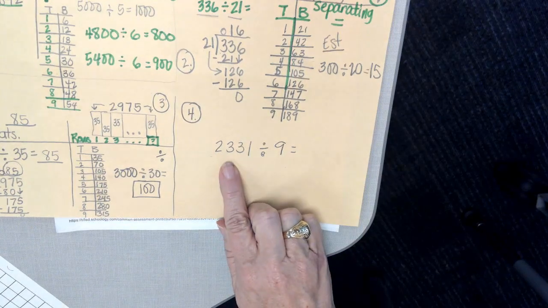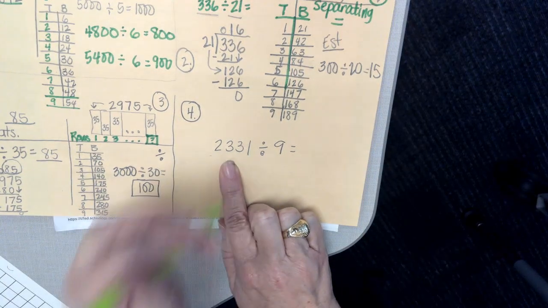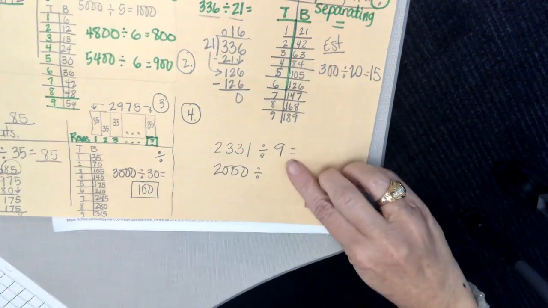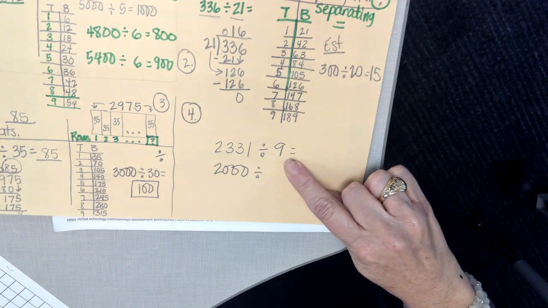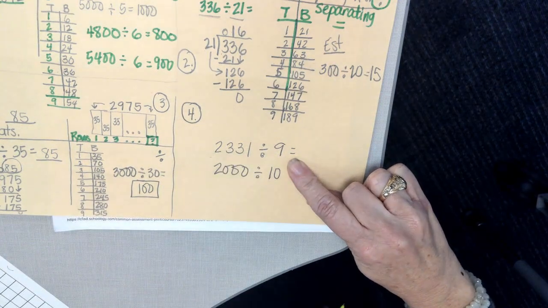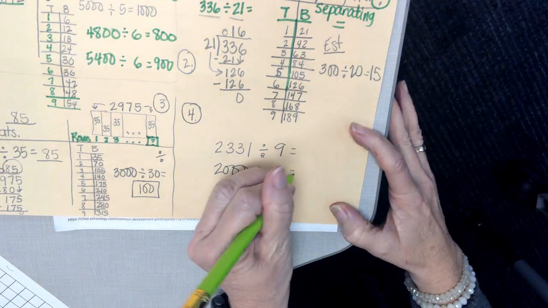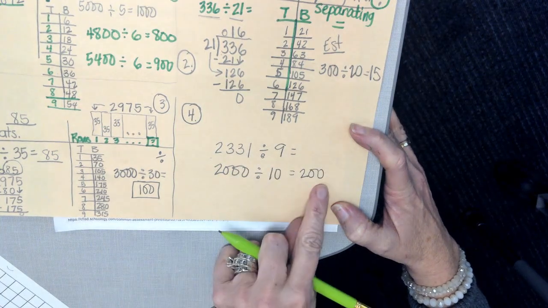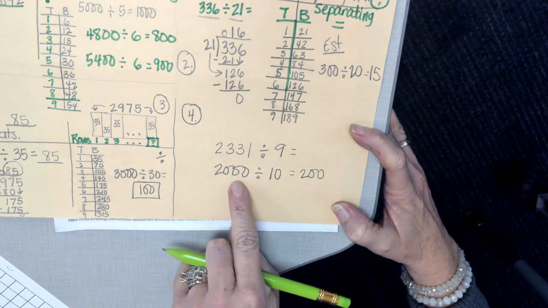What is this number close to? 2,000. If you've got 2,000 here, what would you want to make this 9? 10. Make it 10. What could that be? It could be 200. And if I wanted to check myself, what is 200 times 10? 2,000. Look at your answer choices. Would you want to pick A? No. Would you want to pick B? No. Would you want to pick C? Yes. What about D? No.